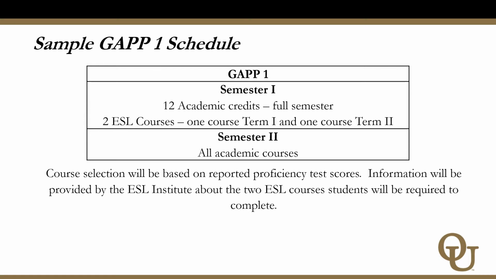They would take 1 course term 1 and 1 course term 2. Typically, this means they'll take 1 course during the September and October part of the term, and they'll take another course during the November and December part of the term. Then, during the second semester at Oakland University, they'll be taking all academic courses, and no other ESL courses will be required. The ESL Institute will place students into these 2 ESL courses, and more information will be provided once your English proficiency test scores have been submitted.